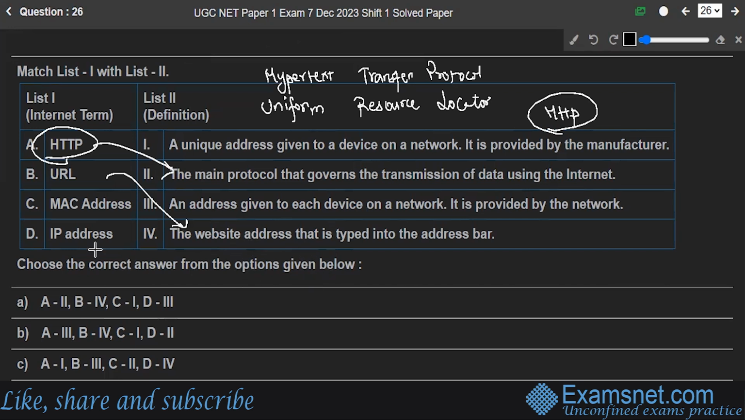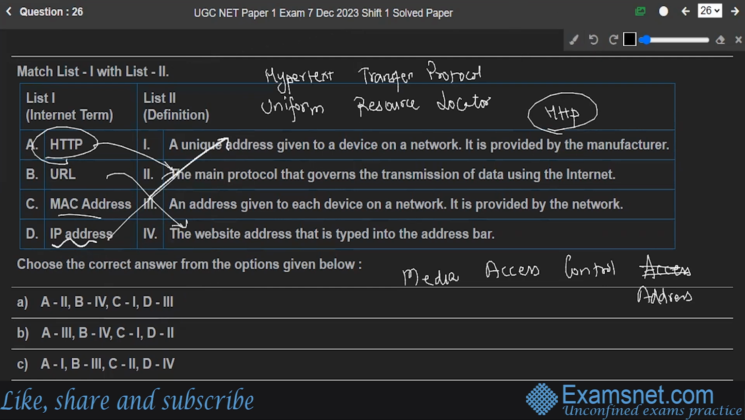Now, C, MAC address. MAC address stands for Media Access Control Address. It is a unique address given to a device on the network. The MAC address is typically assigned by the manufacturer of the device. And then that matches with the first option.